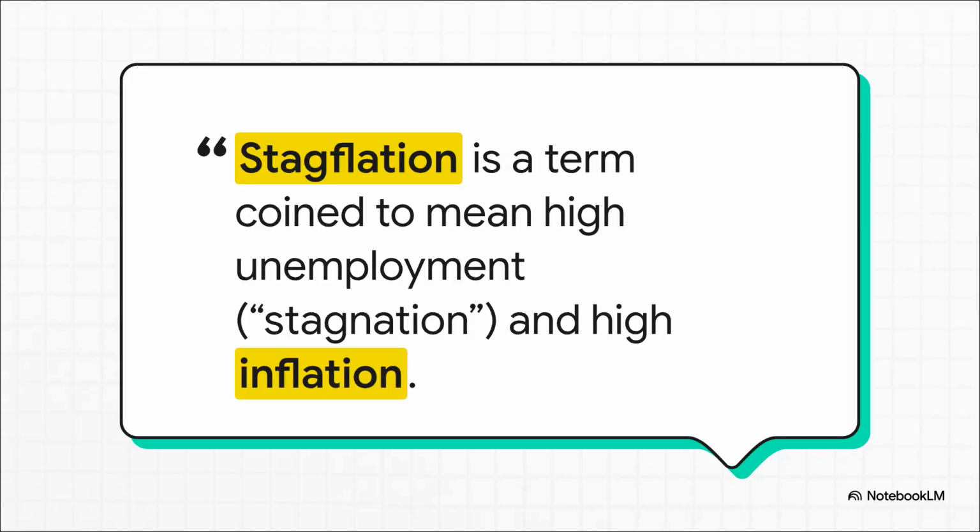Heading into the 1970s, policymakers kind of thought they had the economy completely figured out. But then stagflation hit. We're talking simultaneous high unemployment and skyrocketing inflation. This totally broke the old models. So what were they missing? Expected inflation. If you get a 3% raise, but you expect 10% inflation, your standard of living is tanking. Because of that, workers rationally started demanding massive raises up front, which violently shifted the entire supply curve upward.